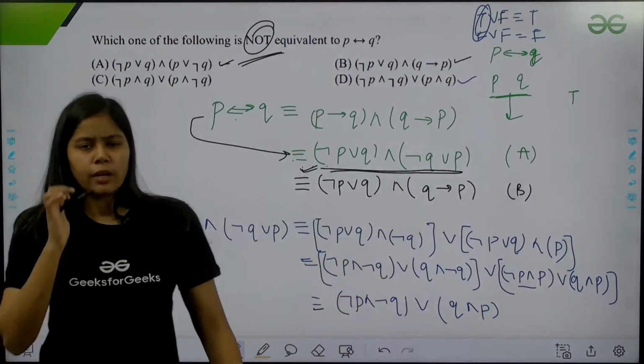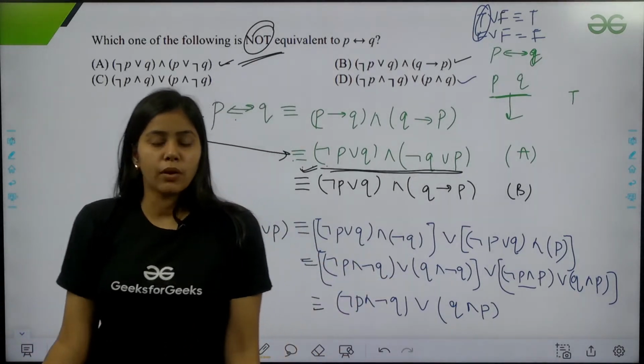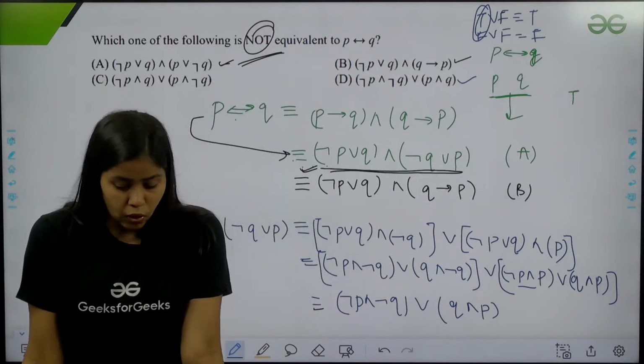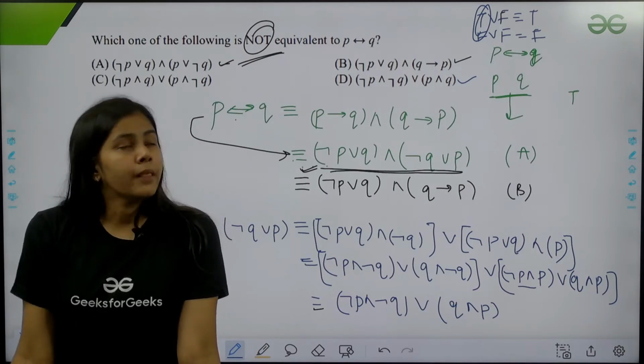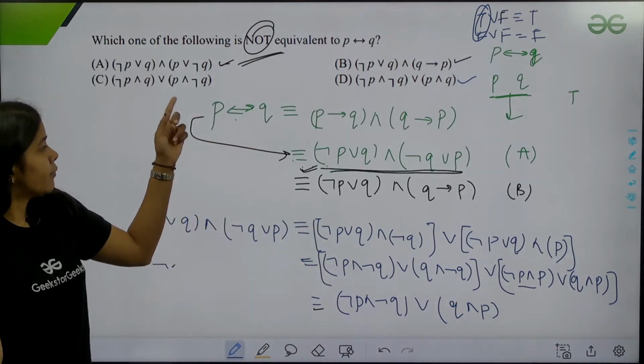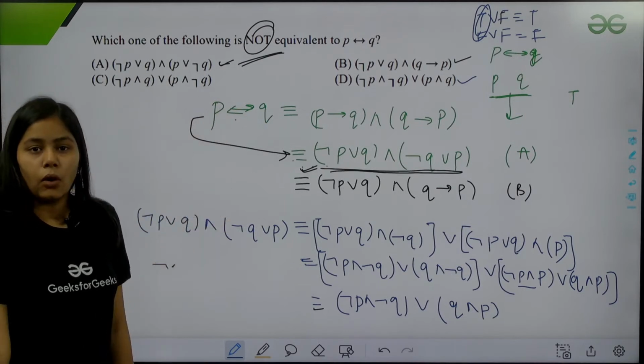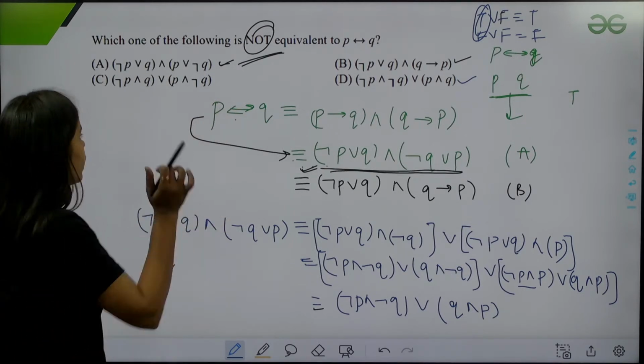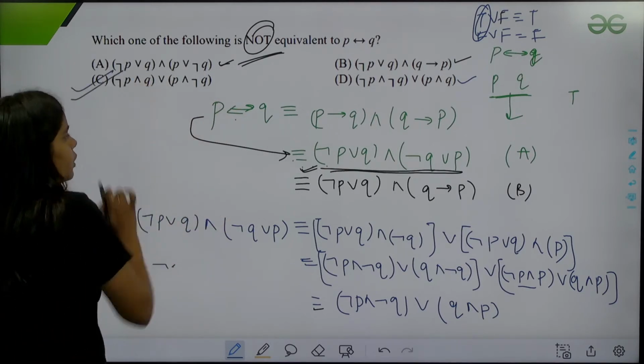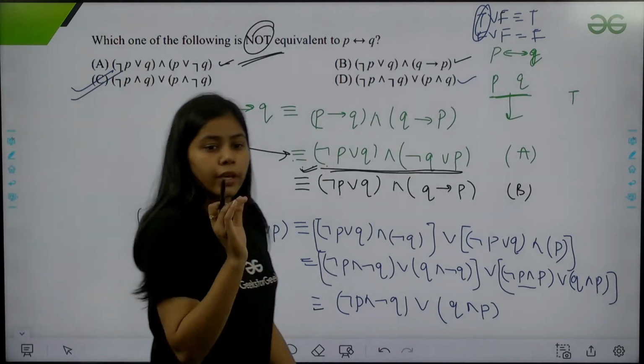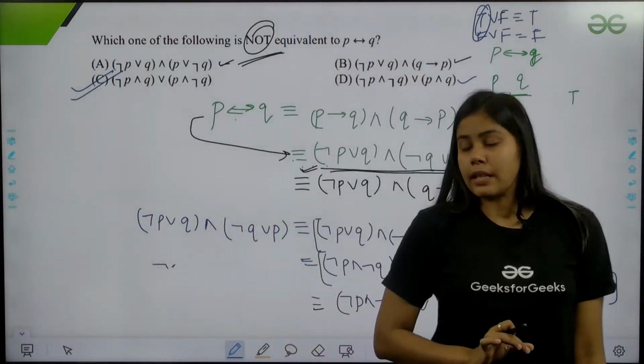Either I write Q and P or P and Q, both have the same meaning because the AND operation is commutative, right? Now let's see, A, B, D all are equivalent. Which is not equivalent? Option C is not equivalent, because we are left with this. So here option C is my correct answer.